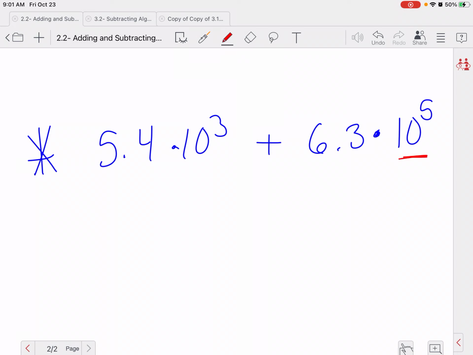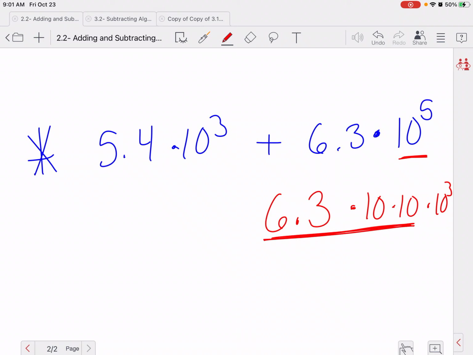So again, I'm looking at my bigger power here, and I want to make it look like a 3. So I actually need to take out 2 10s to get it to be 10 to the 3rd, because 5 minus 2 is 3. So I'm going to go ahead and multiply 6.3 times 100, because 10 times 10 is 100. So that would be 630 times 10 to the 3rd plus 5.4 times 10 to the 3rd.